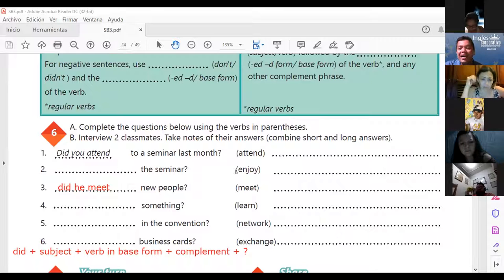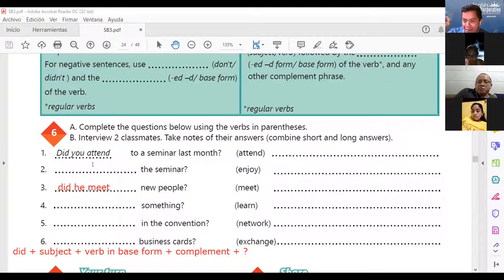Probably some of you got I, probably some of you got they, probably some of you got she, okay? Depending on the context. Lo único que van a tener lo mismo es el did y el verbo meet, okay? That's the only one. It's like in number 2, right? Okay, this is a model of example of number 2. All right, Natalie, read number 4.